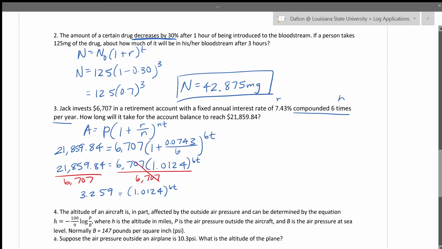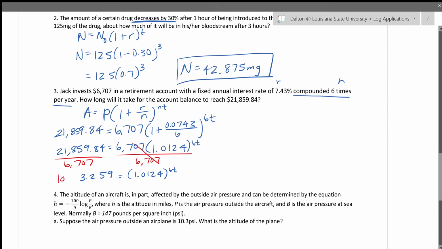Once your exponential term is isolated, with nothing attached to it by addition, subtraction, or multiplication, then we can go ahead and take the log or the natural log of both sides. Natural log isn't going to do anything different than the log on this one, so I would just go ahead and take the log of both sides. Okay, so when we take the log of both sides, we have the log of 3.259 is equal to the log of 1.0124 all to the 6t power.